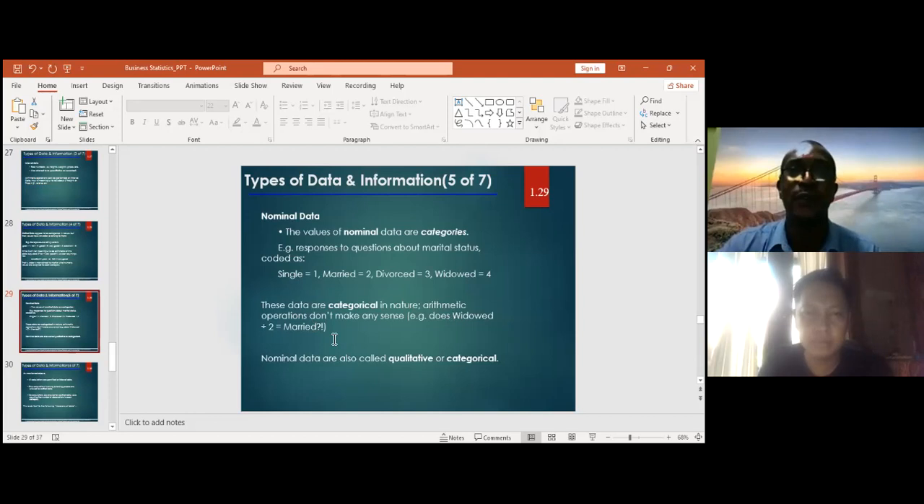You cannot divide widow divided by 2 equals to married. There are many things you cannot do. So nominal data are also called qualitative or categorical data. So let me say this. By the time you get to regression analysis, because it's part of statistics, categorical data can enable you to measure important variables, which it is difficult to find numerical values.